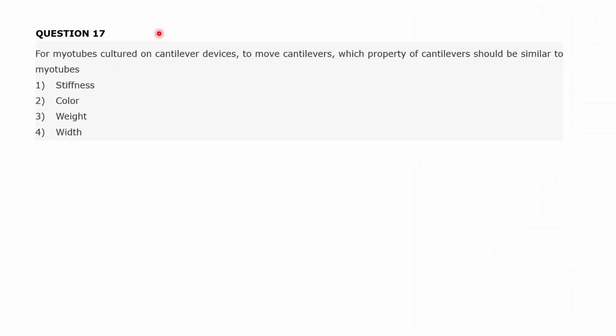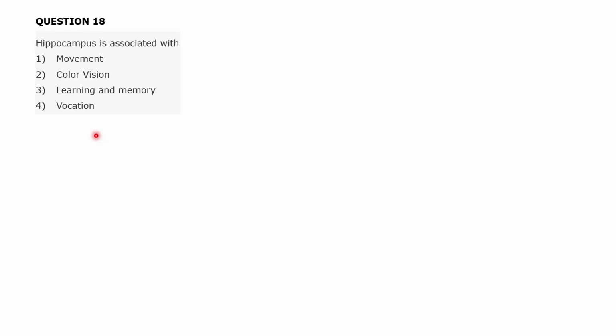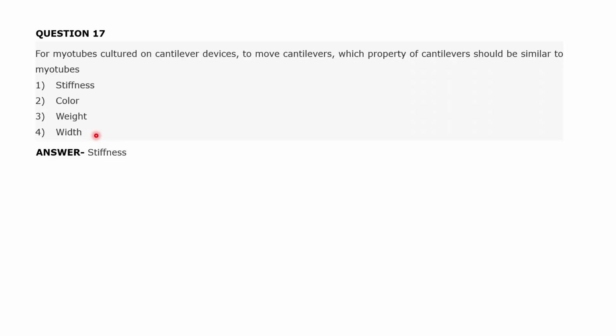Coming on to question number 17. For myotubes cultured on a cantilever device, to move cantilevers, which property of the cantilever should be similar to that of the myotube? Stiffness, color, weight, or width? Which might be the answer? Option 1, right? Yeah, so basically you are right. So the answer to this question is option number 1, stiffness, right?